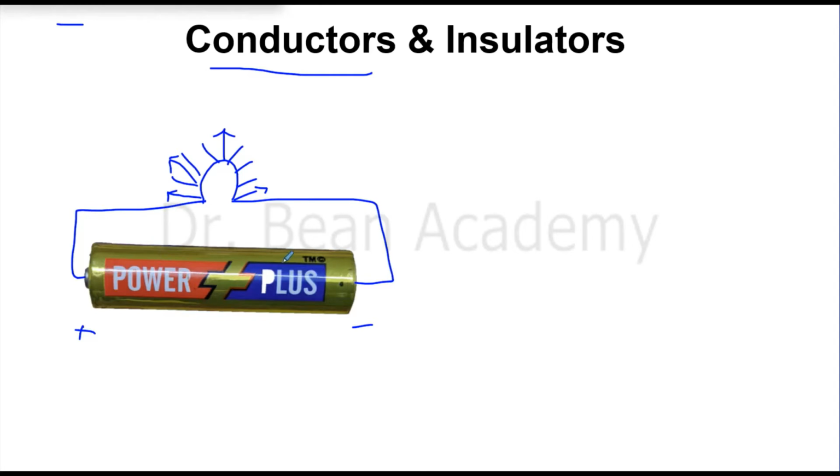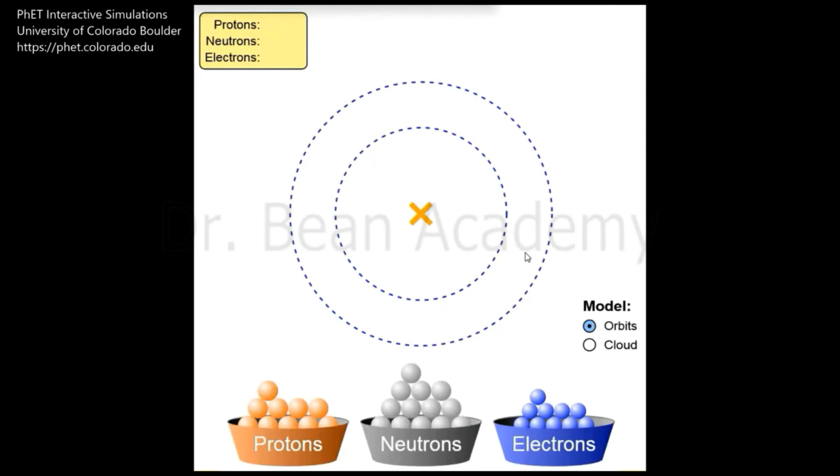So now the question is, why are some materials good conductors, some are bad conductors, and some won't allow any charge to flow through them? What is the reason? Before answering this question, let's go into the basic properties of materials. Okay, so let's explore the basic material properties.